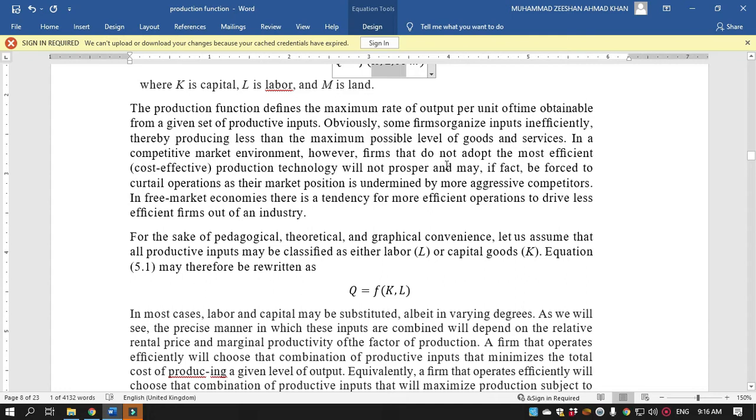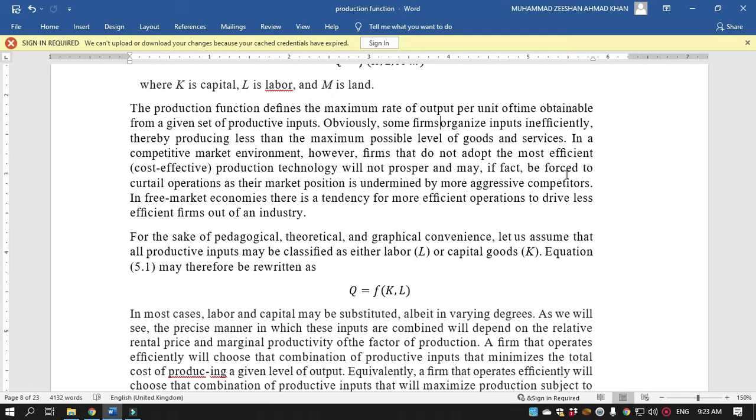The production function defines the maximum rate of output per unit of time obtainable from the given set of productive inputs, and obviously some firms organize inputs inefficiently, thereby producing less than the maximum possible level of goods and services. In a competitive market environment, however, firms that do not adopt the most efficient, in other words cost-effective, production technology will not prosper and may, in fact, be forced to curtail operations as their market position is undermined by more aggressive competitors. In free market economies, there is a tendency of more efficient operations to drive less efficient firms out of an industry.